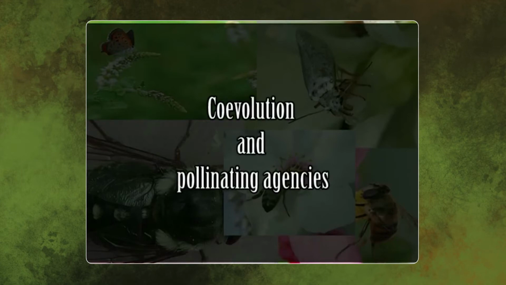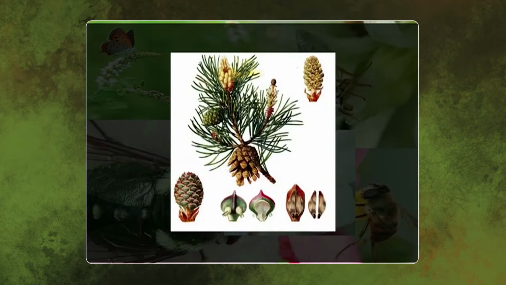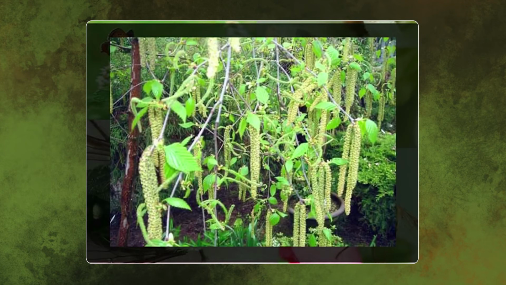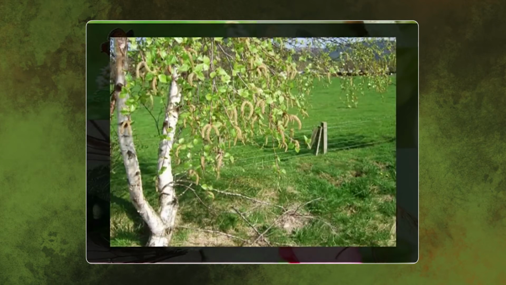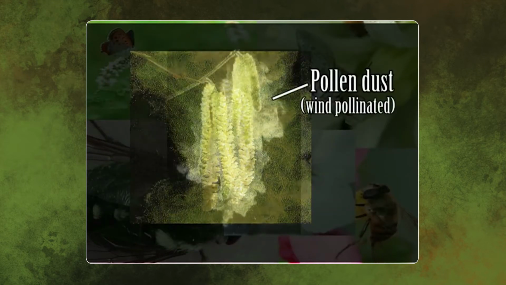Now, let us discuss coevolution and pollinating agencies. First of all, we will deal with wind pollinated plants. It is believed that the early seed plants were wind pollinated and their ovules were borne on leaves or cones. For wind pollination, the flowers have to produce small sized pollens which can be carried by wind easily, like that of grasses, sedges, conifers and many other broad-leaved trees like birch, walnut, poplar, hazel and oak, etc.